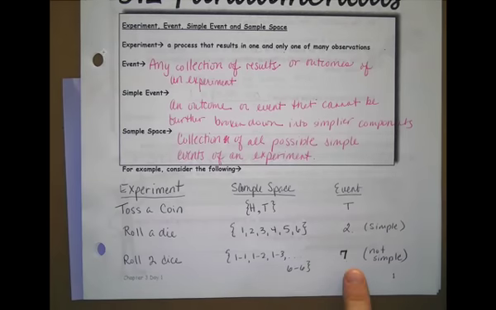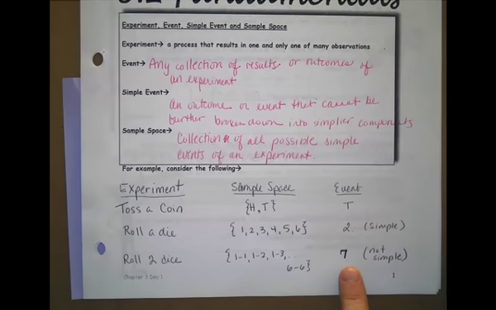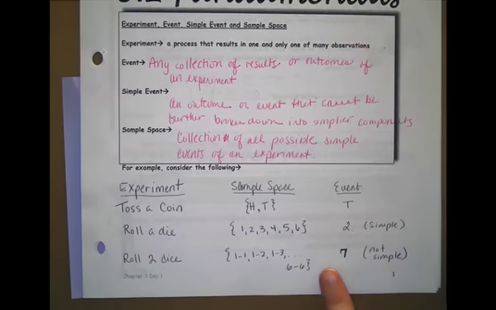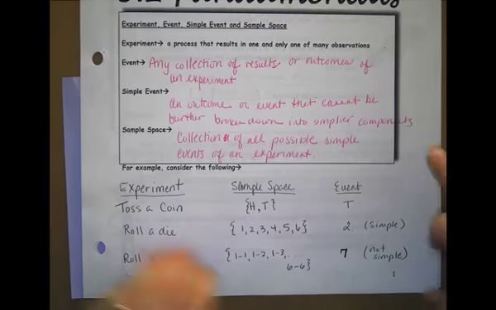there. And if I consider the event 7, that is not simple. The reason why it would not be simple is because I can get a 7 by rolling a 2 and a 5, a 5 and a 2, a 3 and a 4, a 4 and a 3. So there's multiple ways I can get a 7. So that is not a simple event.